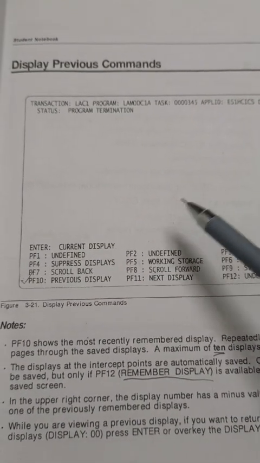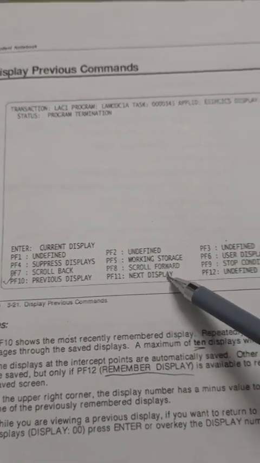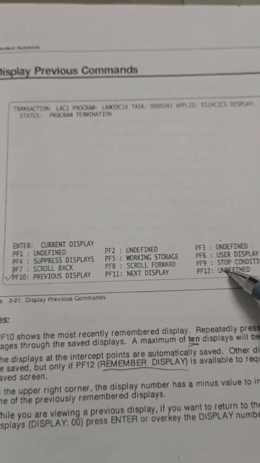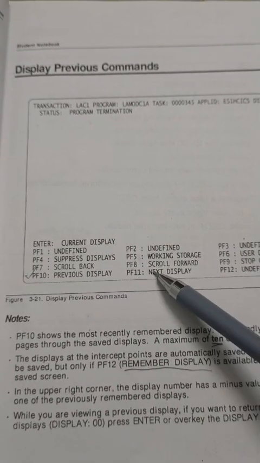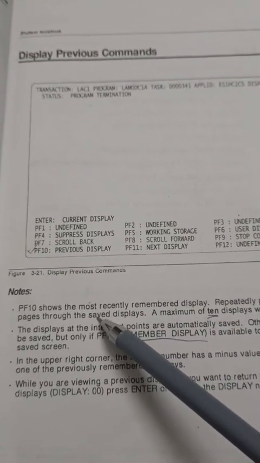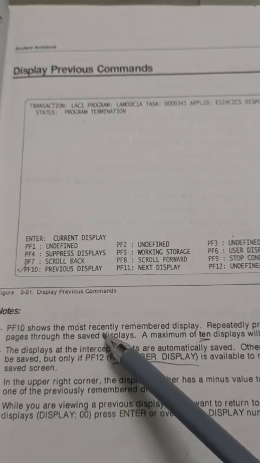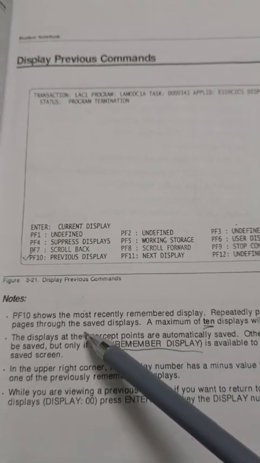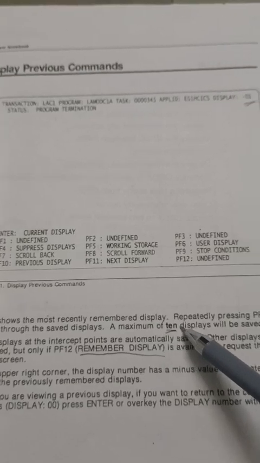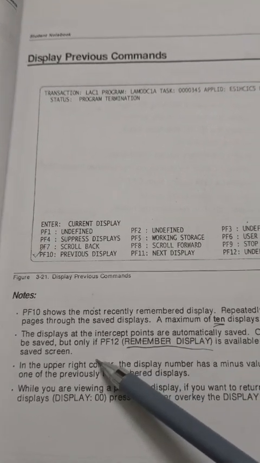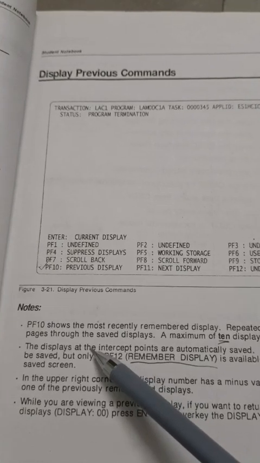Display the previous command. What did we type previously? Display the stop command, the PF9 command. Now I want to display the previous display, with PF10. What will happen if you press PF10? The most recently recommended display appears; repeatedly pressing PF10 pages through the saved displays. A maximum of 10 displays will be saved here. You can save the command here by using PF10.